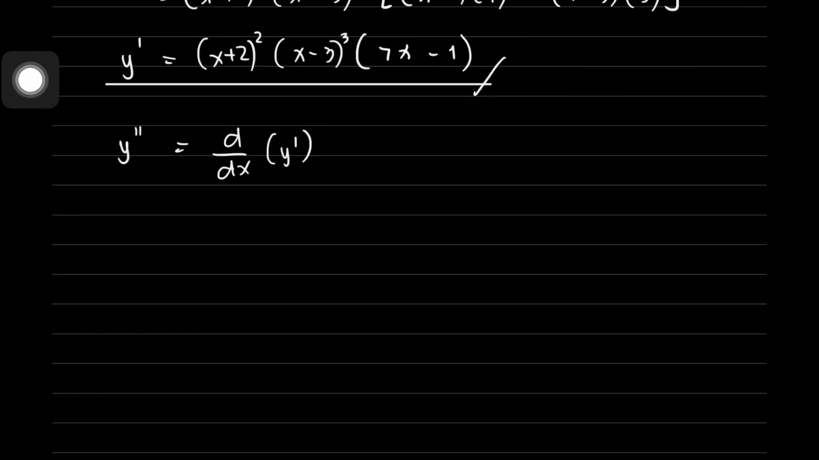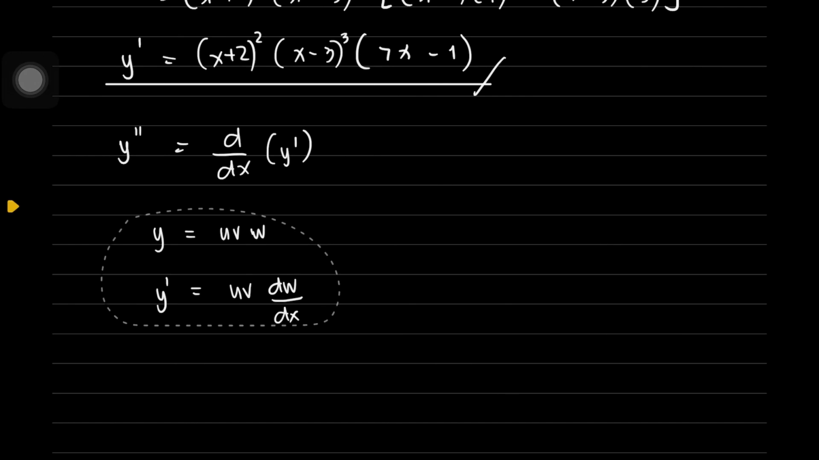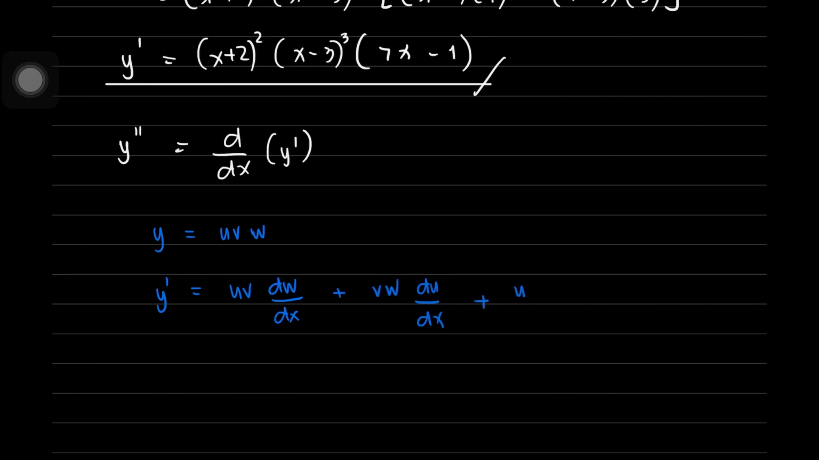So if we have three factors, say for example, y is equal to u, v, w, wherein u, v, and w are functions of x, y prime would now be equal to u times v multiplied by the derivative of w with respect to x. Let us change the color of this one so that you will not be confused. Plus v times w multiplied by du over dx plus u times w multiplied by dv over dx. So this is the formula that we are going to use if we have a product of 3 factors.